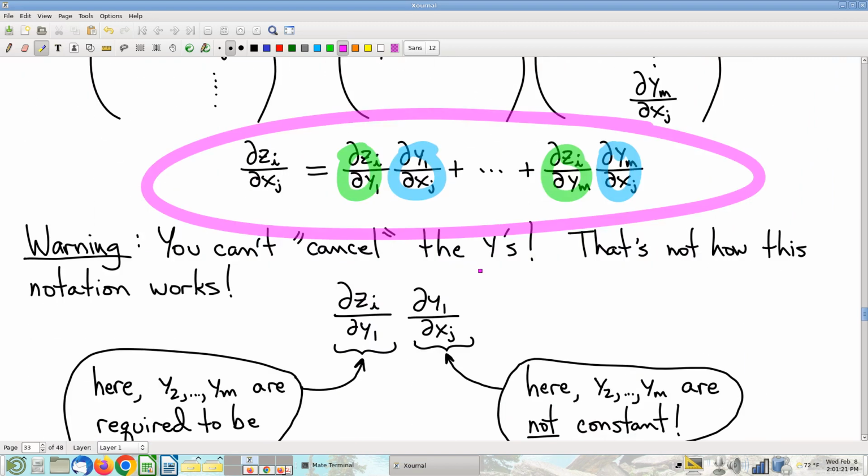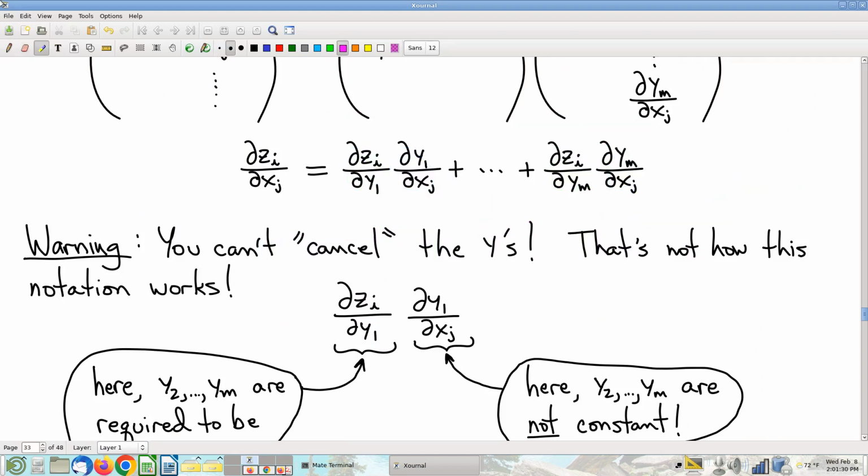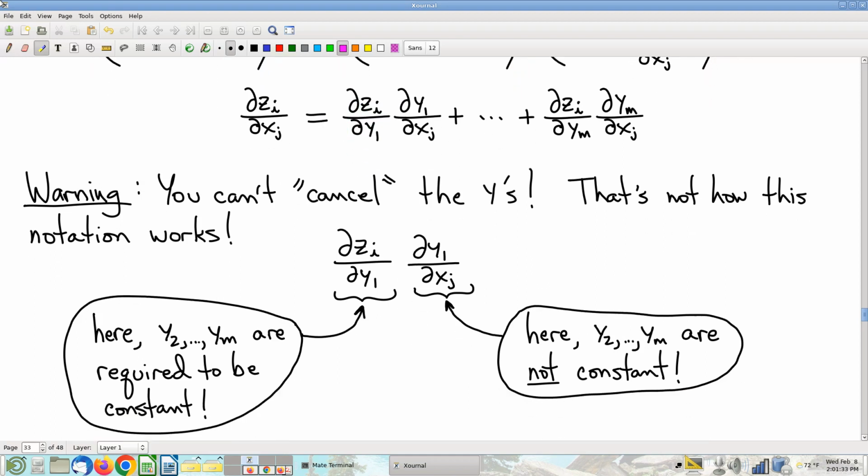So I'll say this is a good supplemental formula to know for the chain rule. Okay, now before we get into an example, I do want to give you a warning. A lot of students misunderstand this.